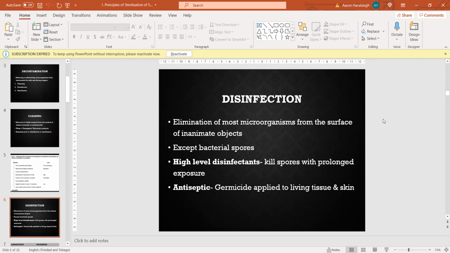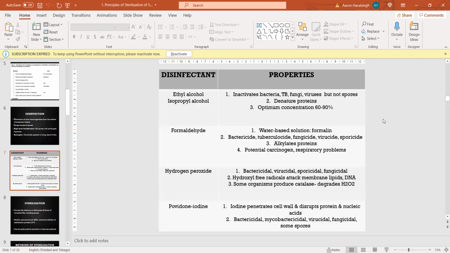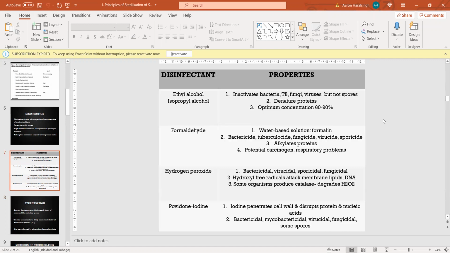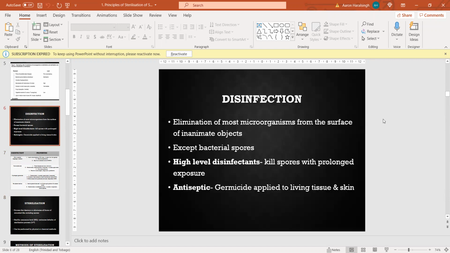And then we have antiseptics. So antisepsis or antiseptics refers to the elimination of most of the microorganisms on the surface of living tissue and skin. These are germicides. And so it is very similar to disinfection, except it is for the skin. And sterilization is a process that destroys or eliminates all forms of microbial life, including spores. And that is the part of this that we're going to focus on today, right?